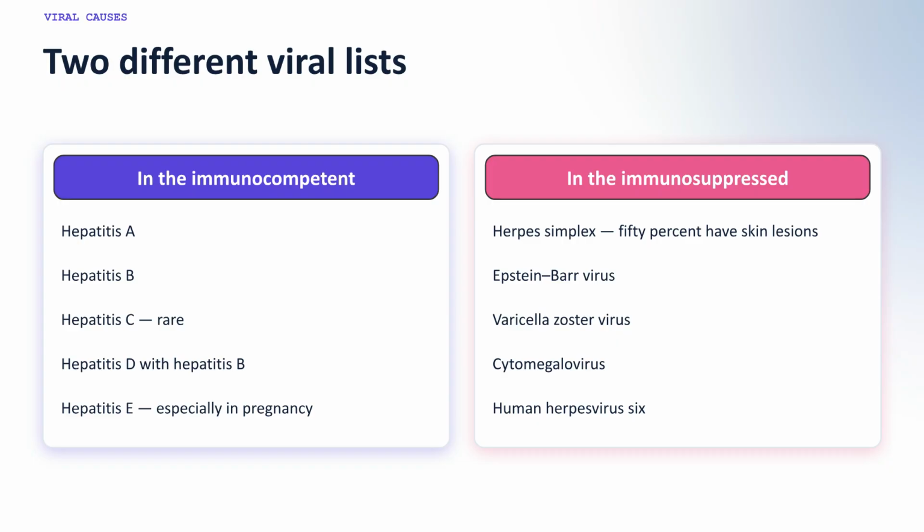In an immunocompetent patient, hepatitis A, hepatitis B, hepatitis C, rarely, hepatitis D alongside hepatitis B, and hepatitis E, which is particularly dangerous in pregnancy. In an immunosuppressed patient, the list changes entirely. Herpes simplex. And note that only half of those patients have skin lesions. Epstein-Barr, varicella zoster, cytomegalovirus, and human herpesvirus 6.